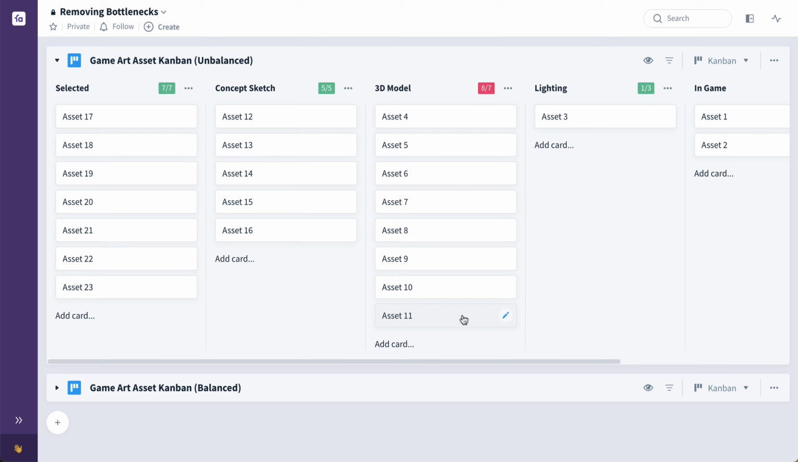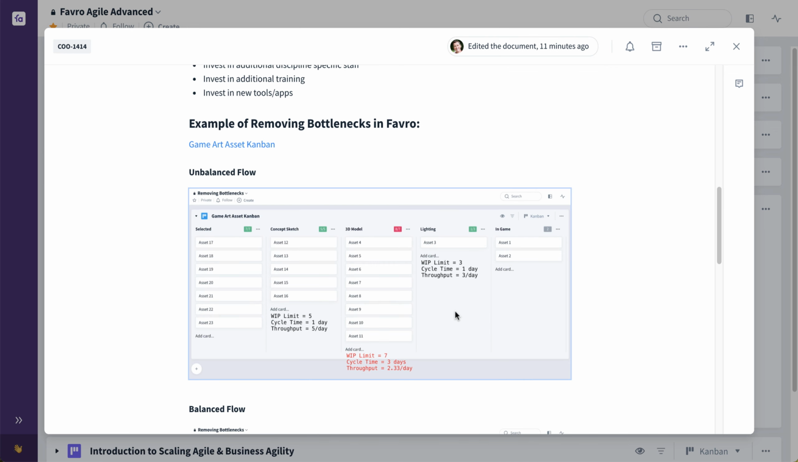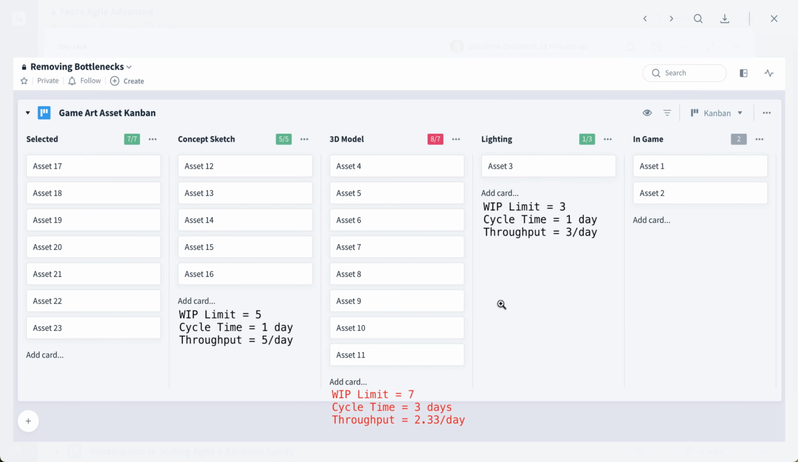Or we might have used a CFD to analyze and find that this was the particular problem. Or to more accurately find the bottleneck stage, we may have used the calculation to determine which stage has the lowest throughput. And we're going to continue on from that perspective. By using that calculation, we've determined that we have an unbalanced flow. So we're going to have to use subordination in order to fix this particular bottleneck at the 3D model stage for this game art asset Kanban team.